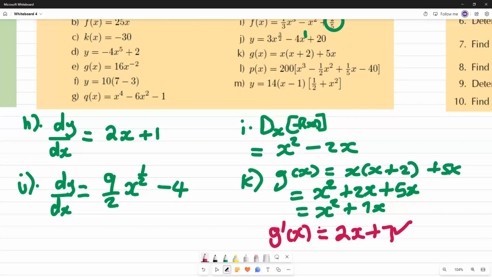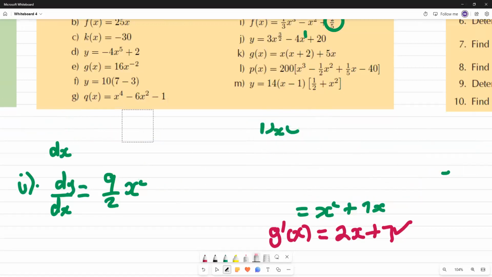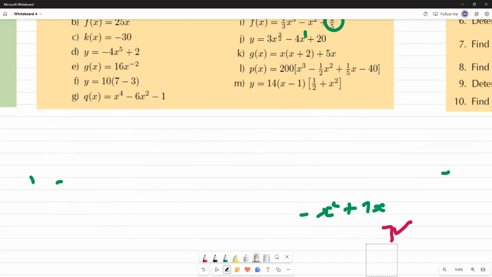Now I'm going to erase quickly so that we can do the remaining, right? So let's do I now. Let's do I.